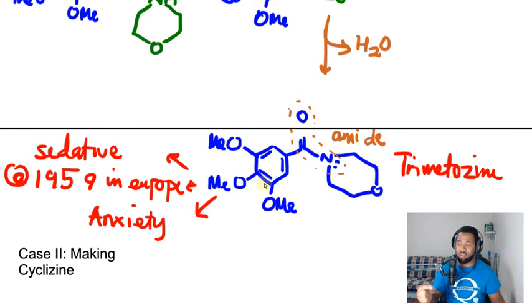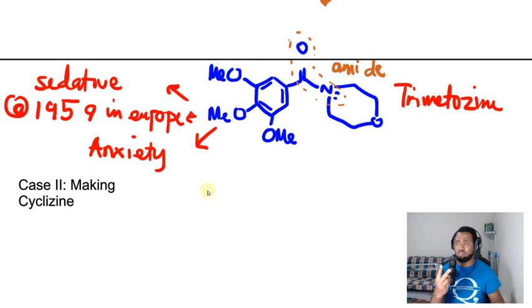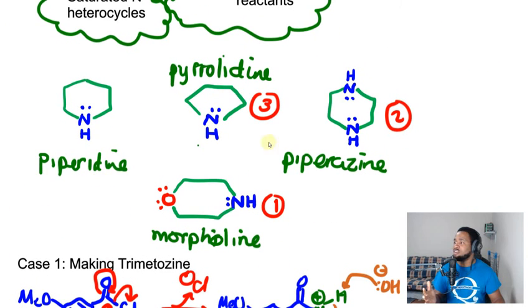So in our next video, we're going to look at case number 2, which is making cyclizine using our specific derivative of piperazine, which will have in this case a methyl attached instead of hydrogen in this particular region right here.